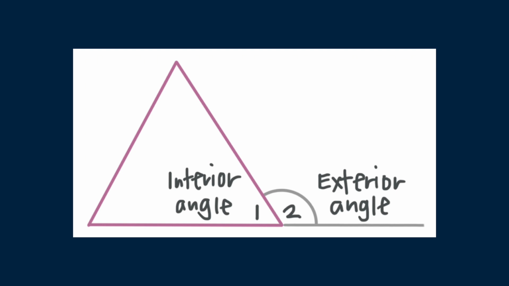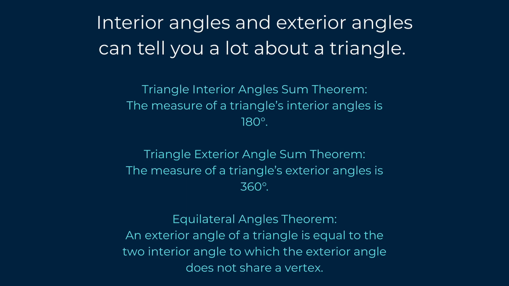Now, interior angles and exterior angles can tell you a lot about a triangle. For example, the triangle interior angle sum theorem: the measure of a triangle's interior angles will always be 180 degrees. And the measure of a triangle's exterior angles will always be 360 degrees. And in the exterior angle theorem, an exterior angle of a triangle is equal to the two interior angles with which the exterior angle does not share a vertex.